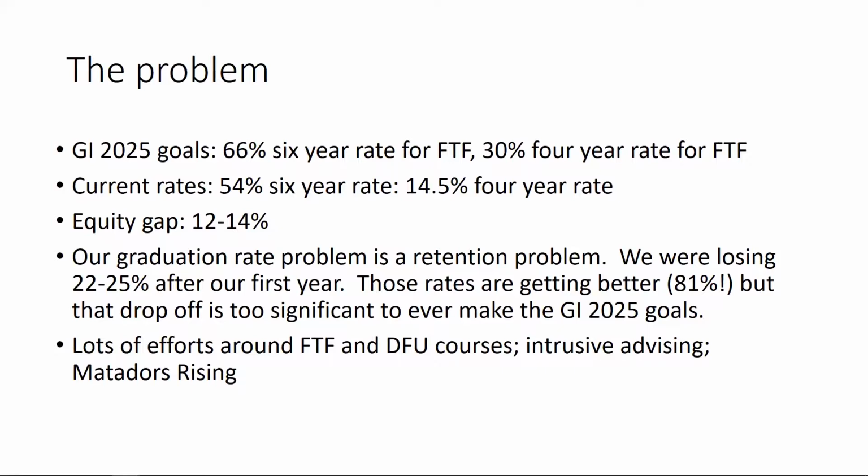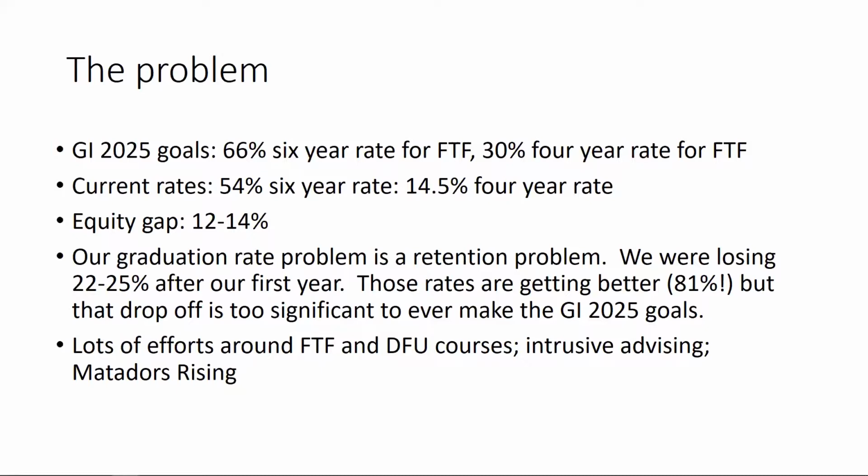We're to get to 66% for 6-year for our freshmen, 30% for our 4-year for our freshmen, and our current rates are 54% and 14.5%. So we're not there. And I have to acknowledge, I'm sure a lot of you have seen the little gauge things that show how your campus is doing. Our 4-year gauge is very red. And we have the equity gap problem. And I mentioned the retention issue, right?